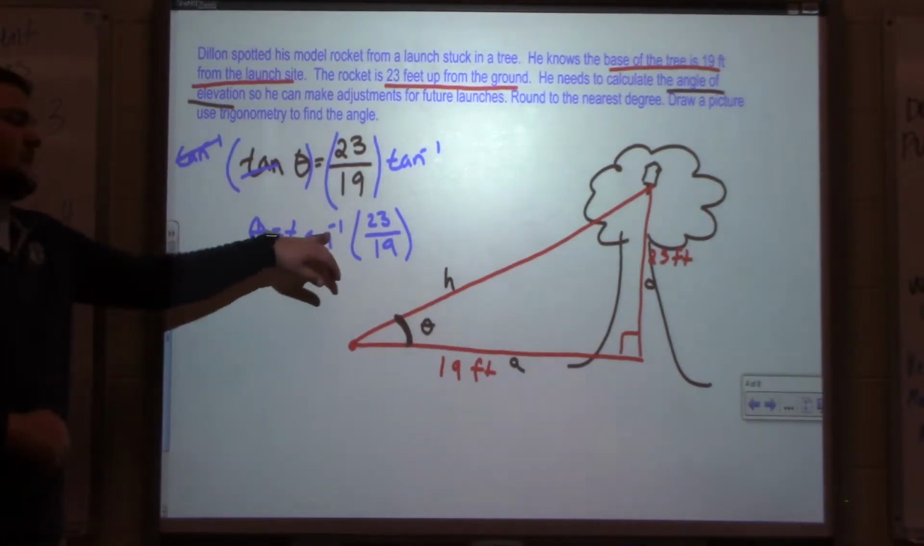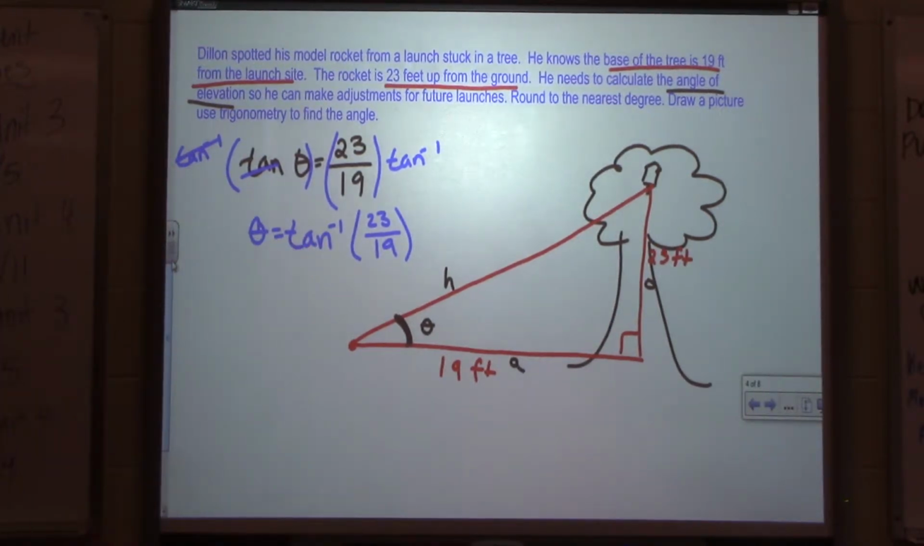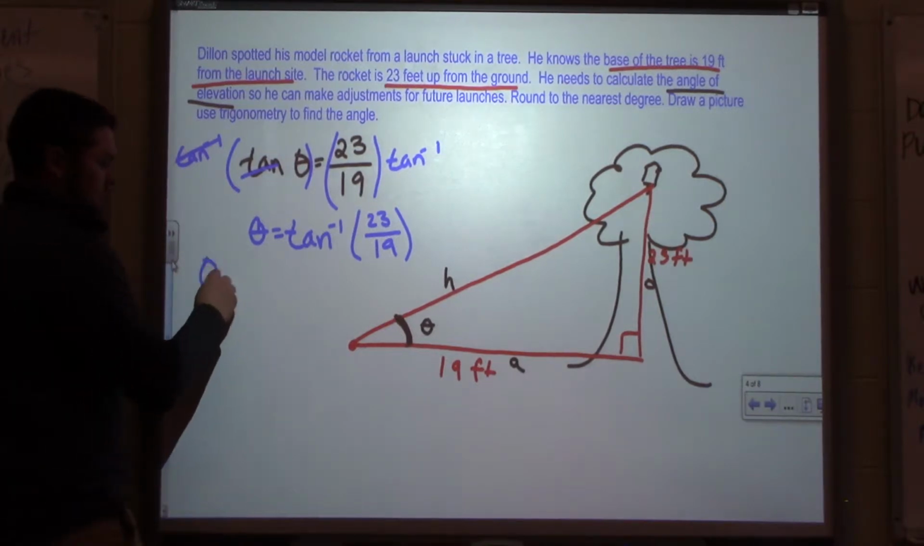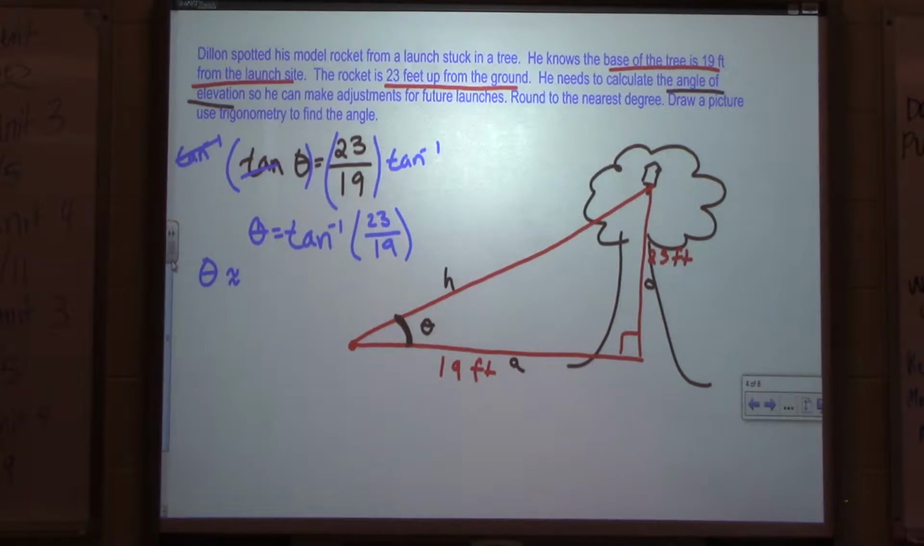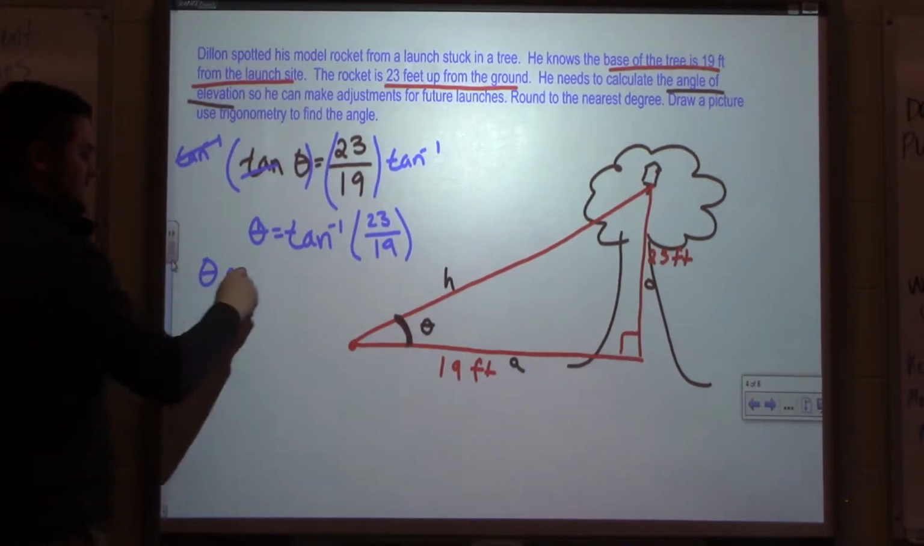Now if you don't remember how to put that in, you hit second tangent on your calculator. Then you just do 23 divided by 19. We want the nearest whole degree. So theta is approximately 50. Is that what everybody else got? 50 degrees.